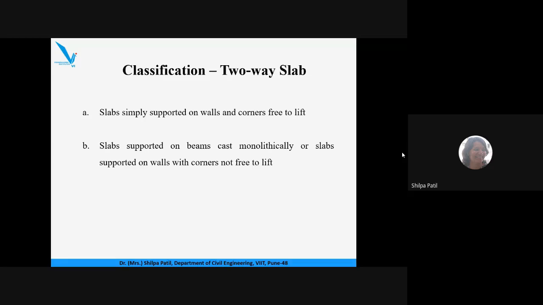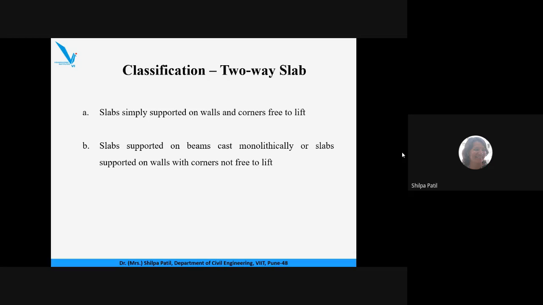Now when we don't want to lift these corners, or when we don't allow these corners to lift, it means we have to arrest that lifting action. It means we have to provide some rigidity to these corners so that the corners will not get lifted up. That will be the second type of the two-way slab. The slabs which are supported on columns, these are cast monolithically with beams, or the slabs which are supported on walls but the corners are not free to lift.